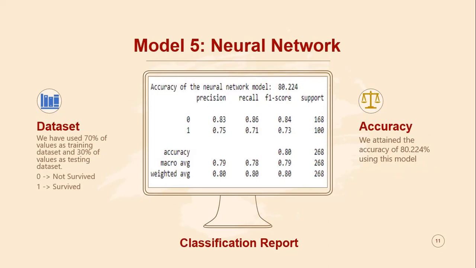The fifth model we have is the neural network model. In this model, again, we have used 70% of our values as training and 30% as testing. We have used 0 to indicate not survived and 1 to indicate survived. We attained an accuracy of 80.224% using this model. We can see the classification report of this model.